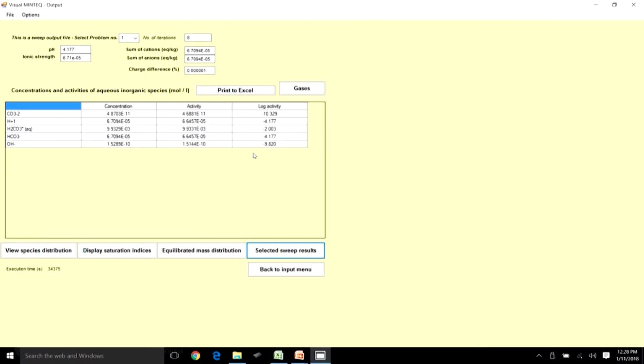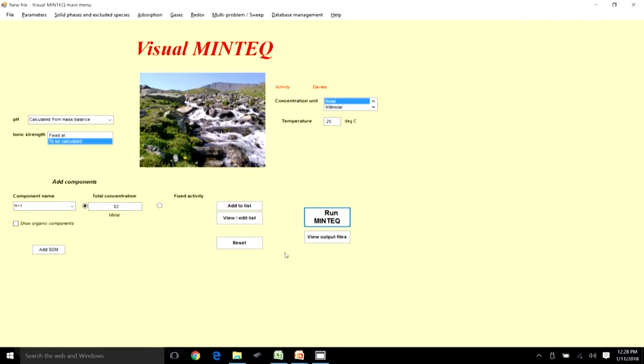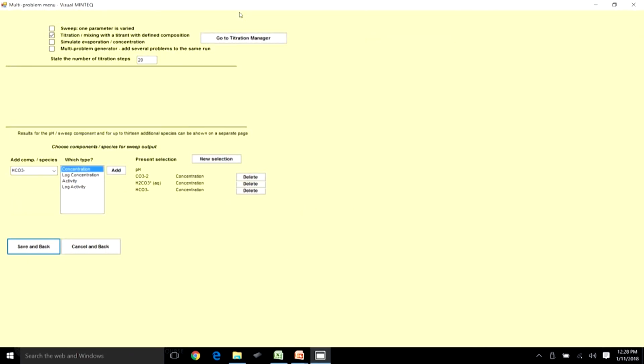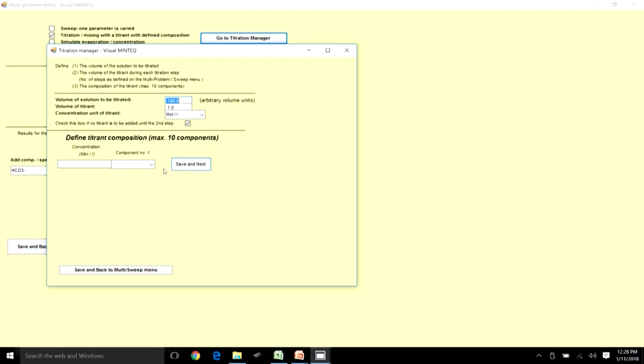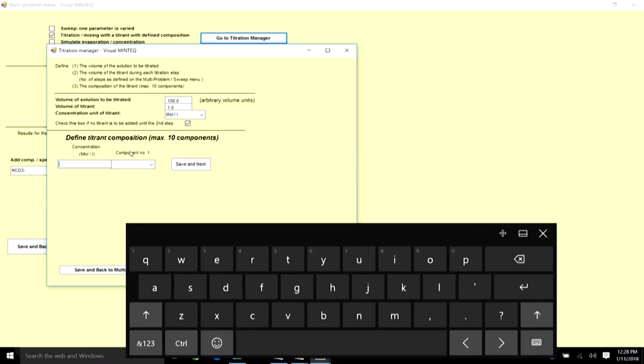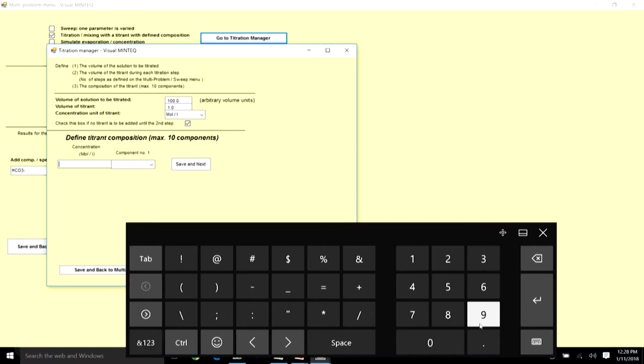So, I am going to change the concentration of the particular base that we are adding, and go to titration manager. I am going to change that here by saying the concentration is much higher now. Let us say instead of 0.1, it is going to be 1 mole per liter, and the component is going to be H plus.